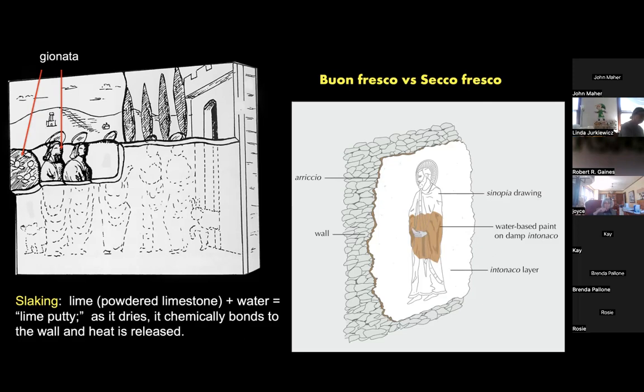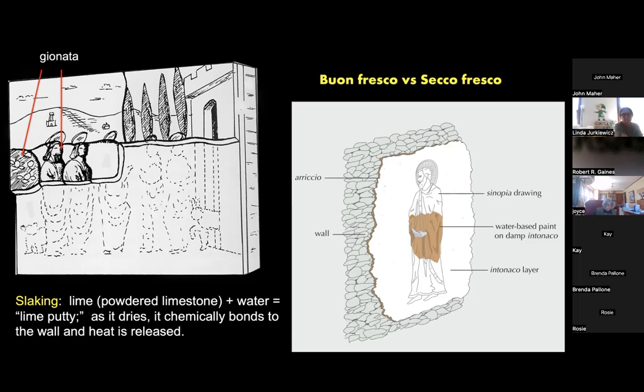Okay, so true fresco and secco fresco. First of all, fresco is made from limestone. Any chemists in here? Nobody's going to know if I'm right or wrong, okay? But I think I'm right. Limestone is actually calcium carbonate, and when you expose it to extreme heat, it turns into calcium oxide.